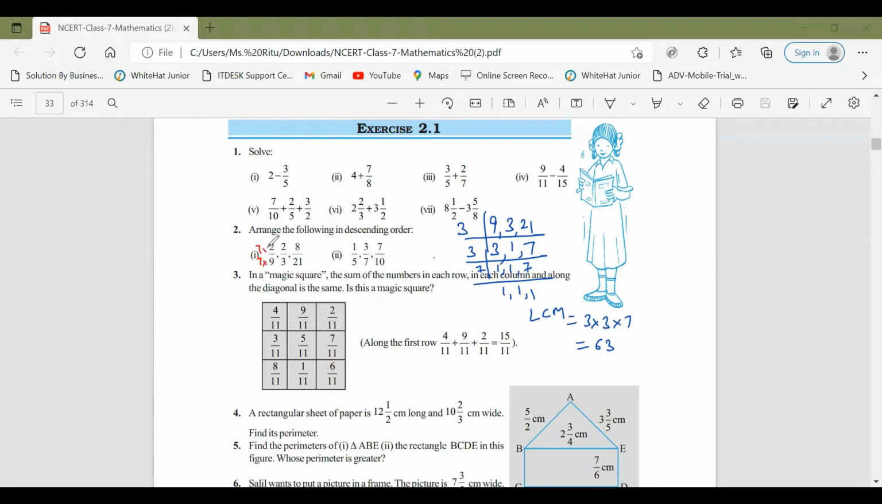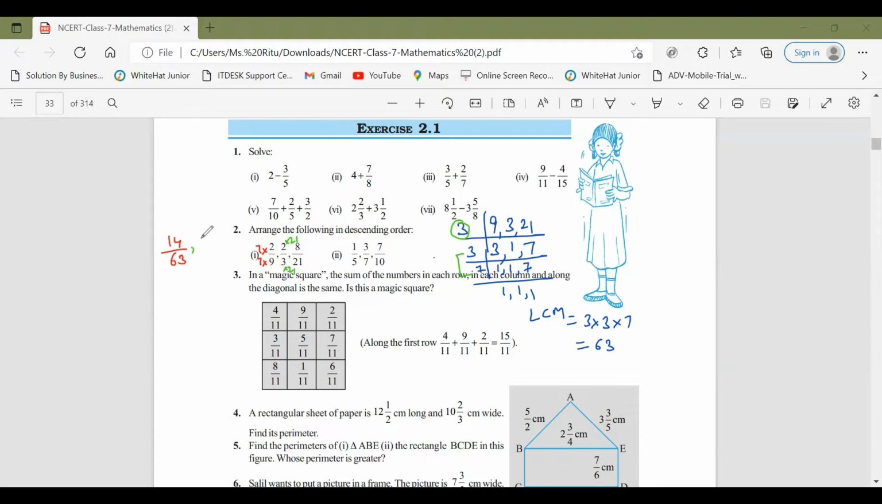So the first fraction we will multiply with 7. How much would it be? 14 upon 63. The second fraction, by which number do we have to multiply? 3, look from the LCM, we have already written 3. So leaving 3, what is left? 3 7s are 21. So we have to multiply the second fraction by 21. Okay? I'm writing like this, you write properly, 2 by 3 multiplied by 21.